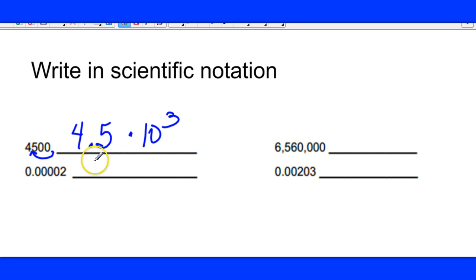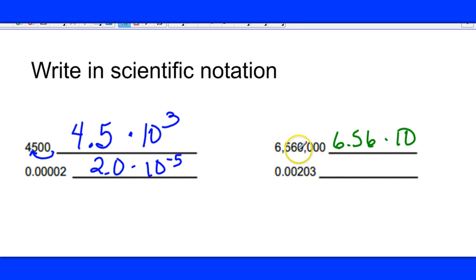Okay? This one's going to give me 2.0. I'll just put a 0 at the end. That means I moved it 1, 2, 3, 4, 5 places to the left, which is a negative move. Okay? This one's going to give me 6.56 times 10. And I know it's a positive exponent already because it's a larger number.